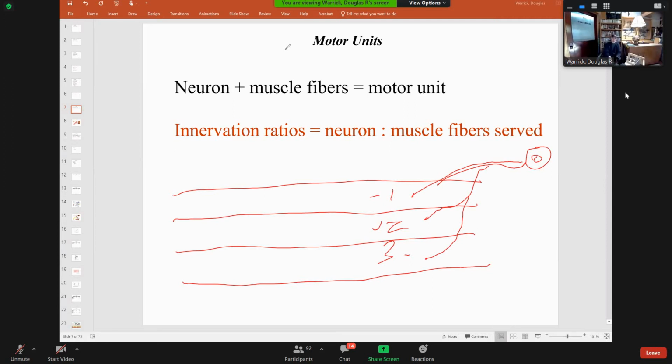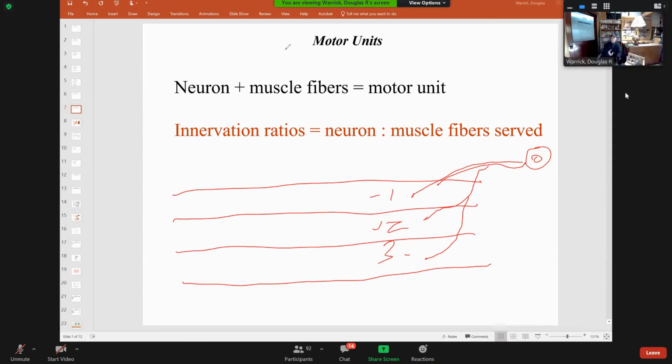And so that's innervation ratio. You've got 1 neuron for 3 muscle fibers. Turns out that's a really, really high ratio. In fact, for more typical innervation ratios, I think the smallest one in a human body is 1 to 10. And those would be the muscle fibers in your eye that move your eyeball around in its socket.